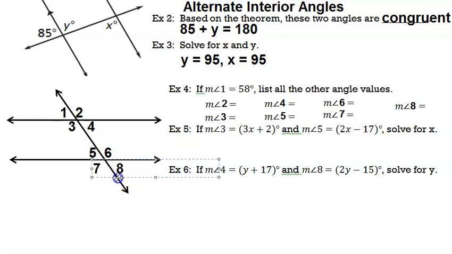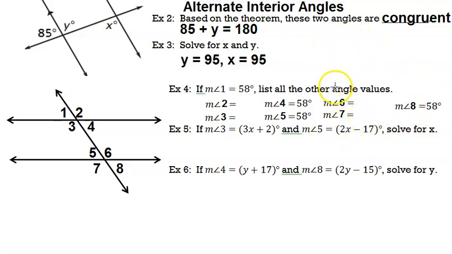If the measure of angle 1 is 58 degrees, list all of the other angle values. Well, essentially, we now know 4 of them, just with common sense, because now we can say angle 4 is 58, because that is a vertical angle to number 1. We can say angle 5 is 58, because that is corresponding to angle 1. And then we can also say angle 8 is 58, because it is a vertical angle to 5.